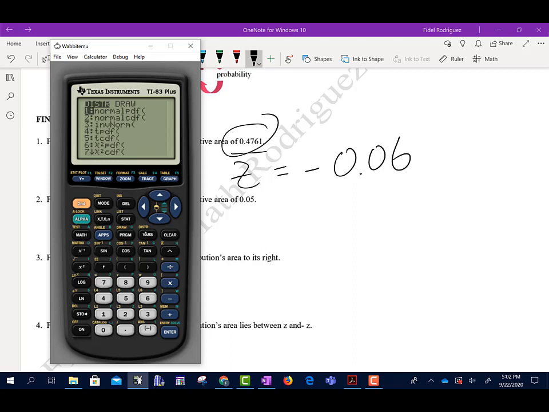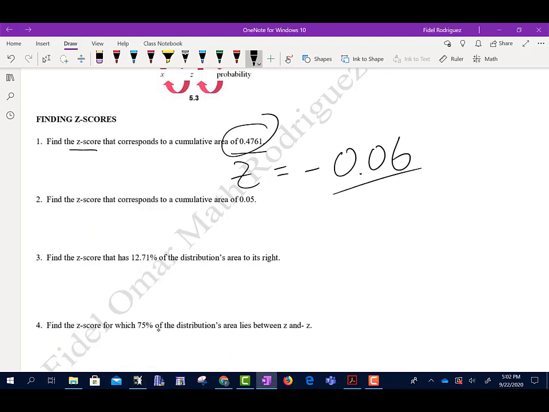It says inverse norm. Inverse means I'm going to be going backwards. So I'm going to go to inverse norm, hit enter, and type in 0.4761. Close off my parentheses and hit enter. If I round that number to 2 decimal places, I come up with negative 0.06, which is exactly what we got right there.